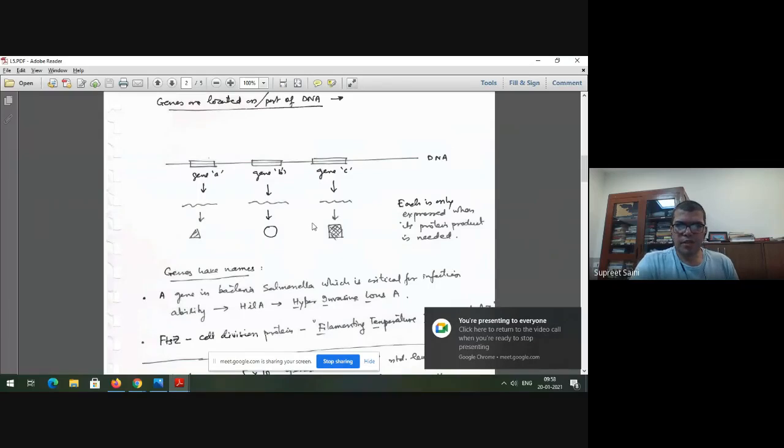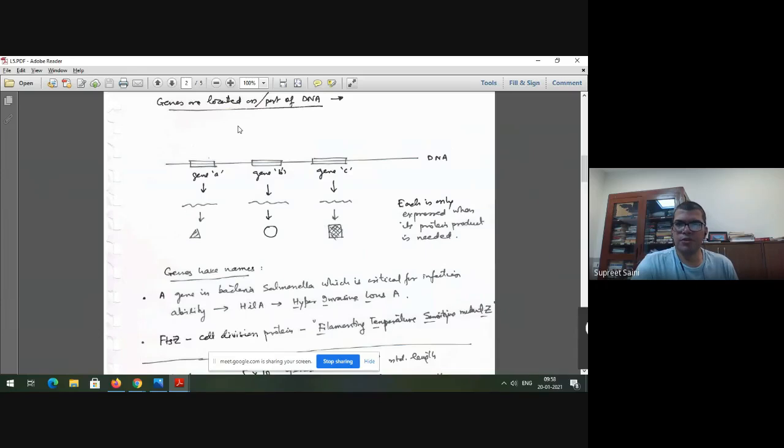So what we discussed was just one gene on the DNA. However, there are of course several genes located on DNA. So gene A, gene B, gene C, each will be transcribed and translated into its protein, and so on and so forth. The concept of gene regulation means basically that each one of these proteins is only made when it's needed in the environment and in the context that it serves a function.